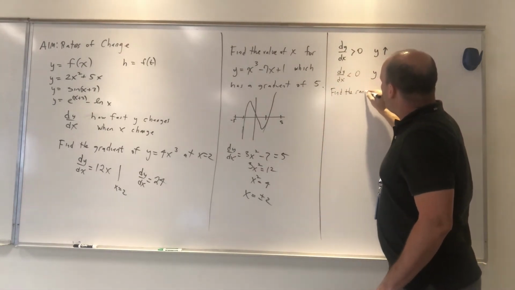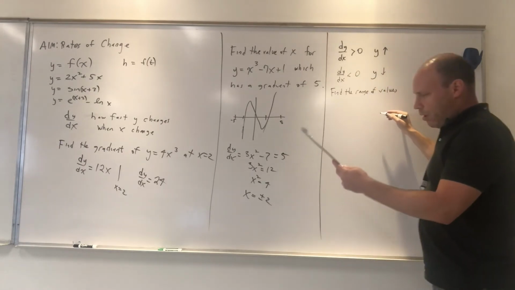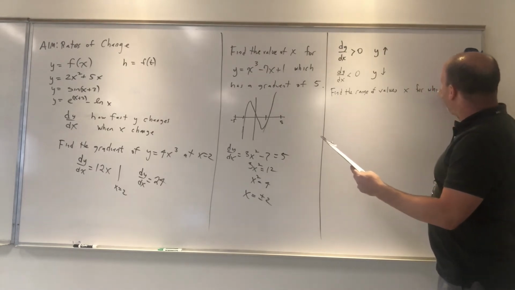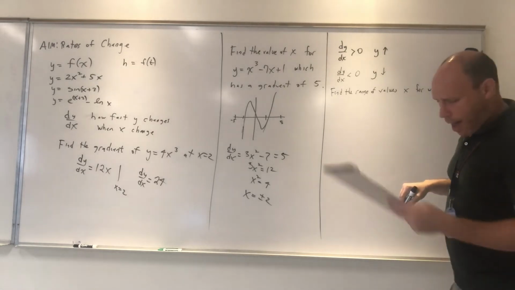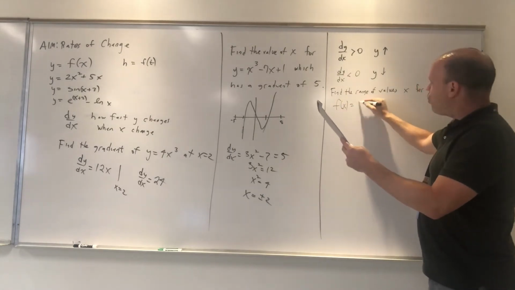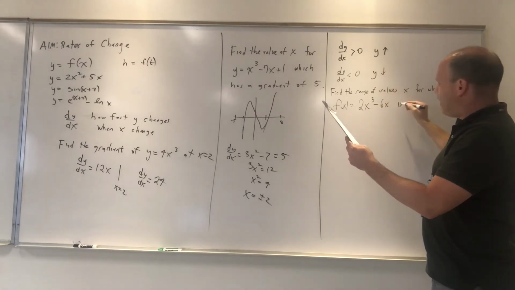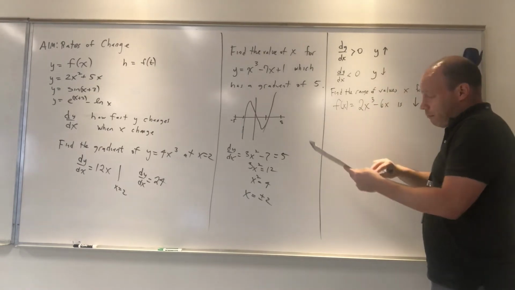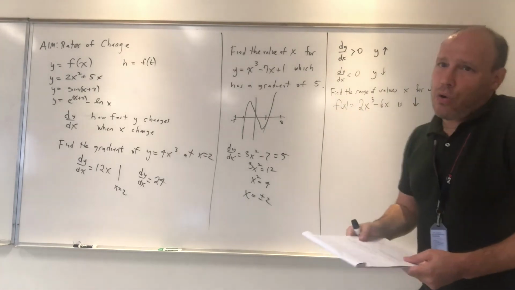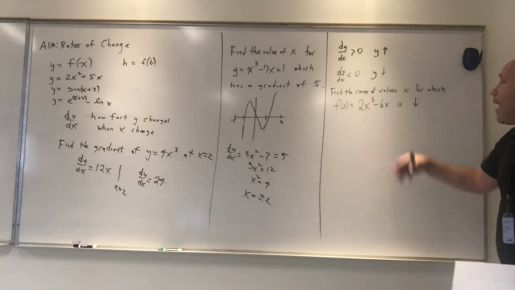So the question is, find the range of values of x for which the function, which equals 2x cubed minus 6x, is decreasing. Right? So think about this, put it on pause, and then we're going to answer it.